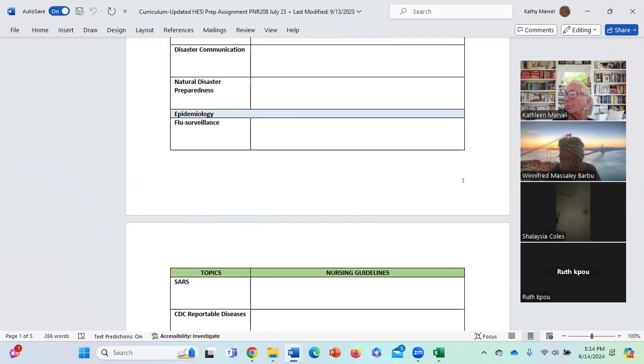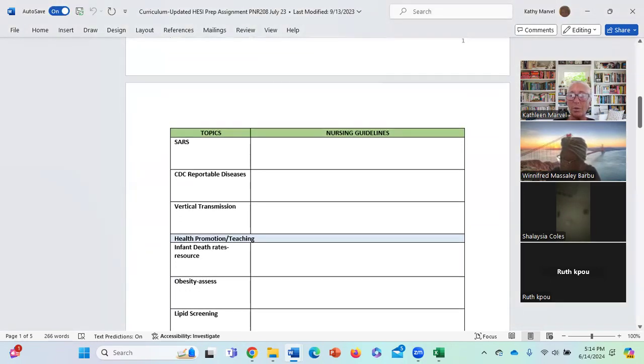What's SARS? Severe acute respiratory syndrome. Okay, so what do we think? Thinking nursing process, what are we thinking for a clinical judgment question? Maybe what they present with. How do you diagnose it? How do you treat it? Is it infectious? Is it communicable? What do we teach about recovery?